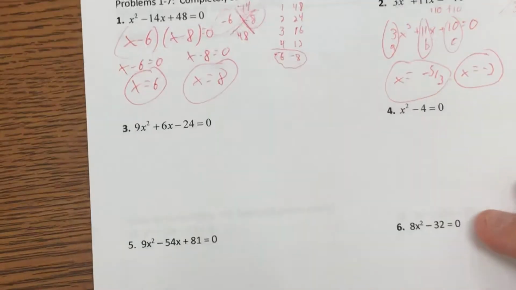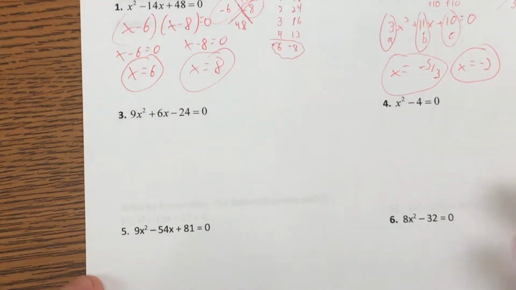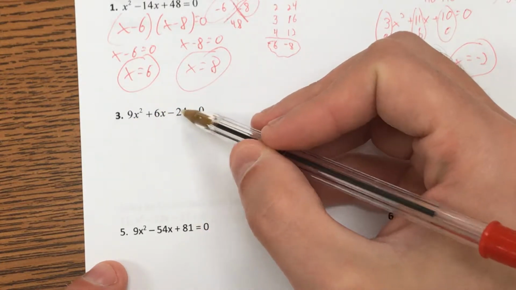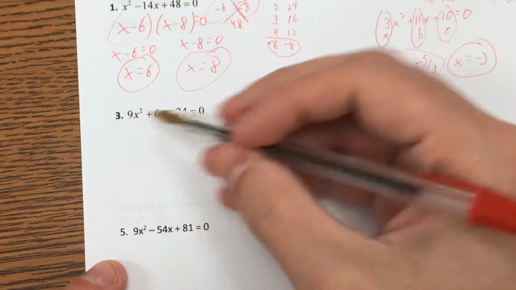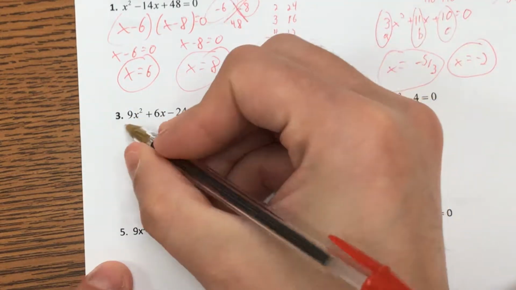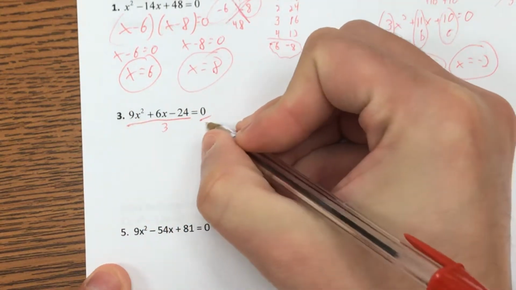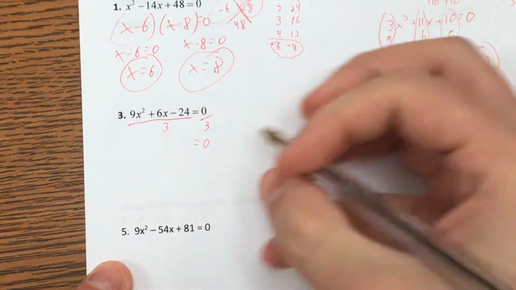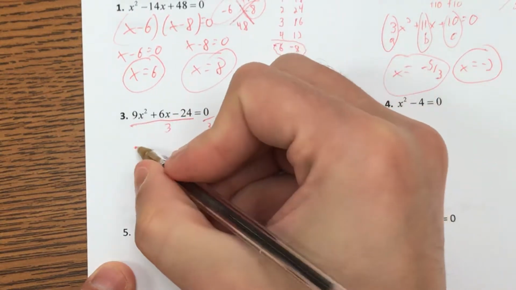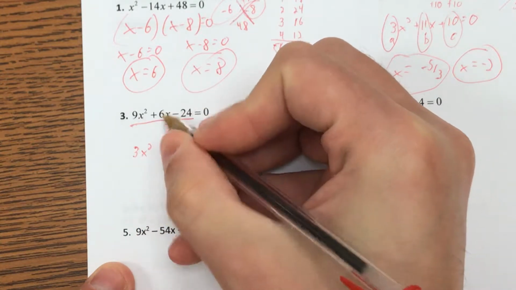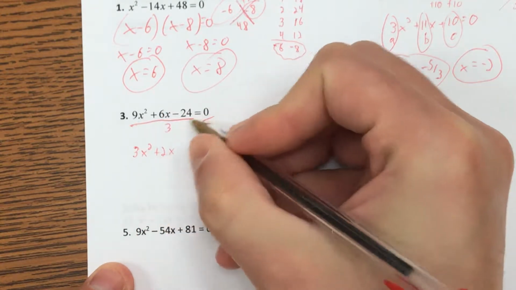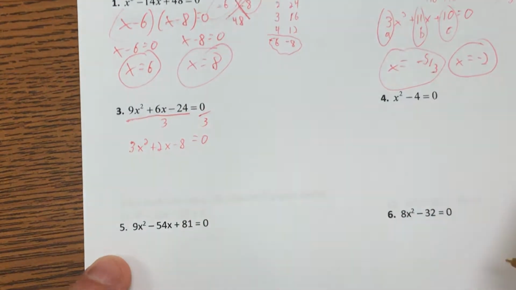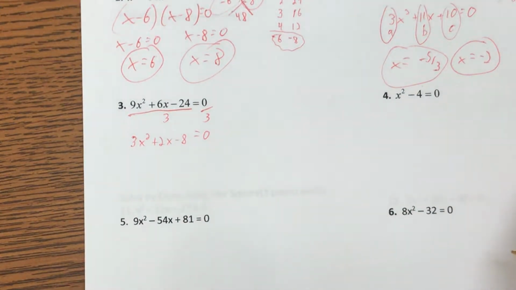So, over here on number 3, the first thing I notice is that 9, 6, and 24 are all divisible by 3. So you can make these numbers a lot easier if you just divide both sides by 3. Luckily, 0 divided by 3 is just 0 again, so that doesn't do anything. And then 9 over 3 is 3, 6 over 3 is 2, and 24 divided by 3 is 8. So that simplifies it a bit.